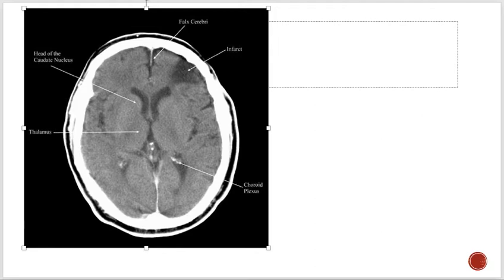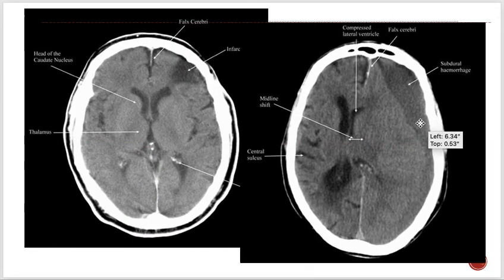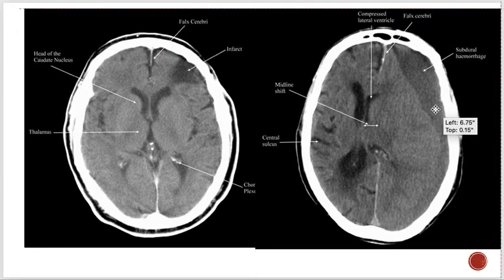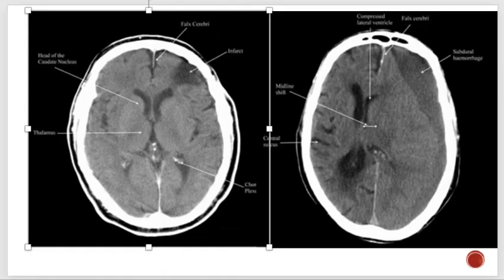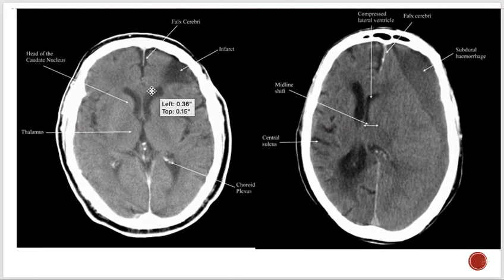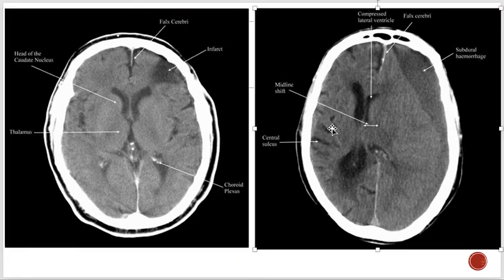Or for example, you can see this one. This is a CT scan of the hemorrhage. Okay, this one is a CT scan of a hemorrhage, right? Subdural hemorrhage.